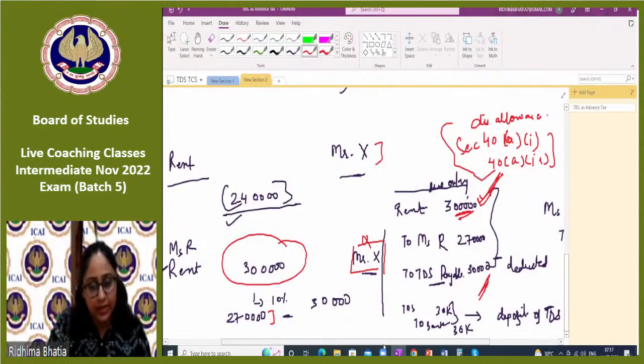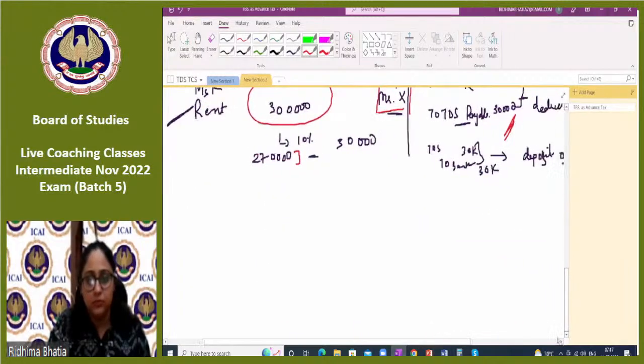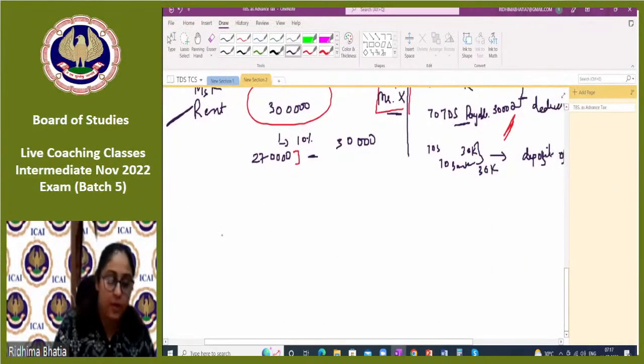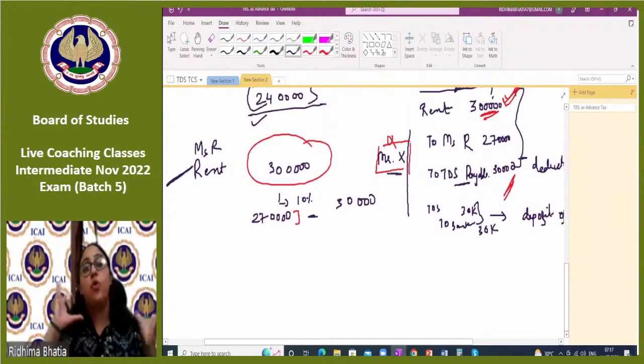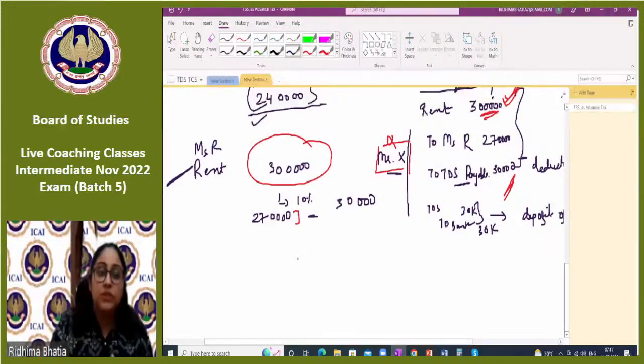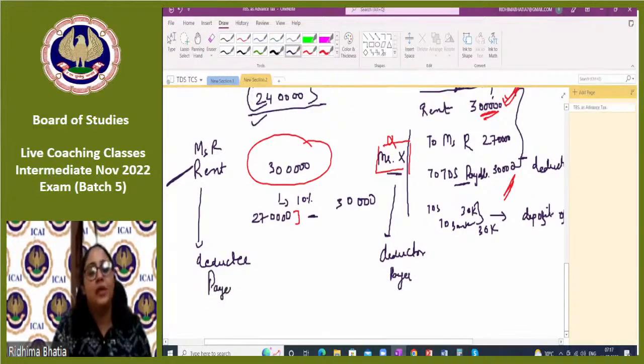Let me give you one more detail and then I'll take your questions. So how does it happen? In this entire chapter, especially when we're talking about TDS, you don't have to think of yourself as Miss R. You are the deductor. TDS is all from the point of view of the source. The person who deducts the tax becomes the deductor, and the person for whom the tax is deducted is the deductee. He is the payer, making the payment, and he or she is the payee.